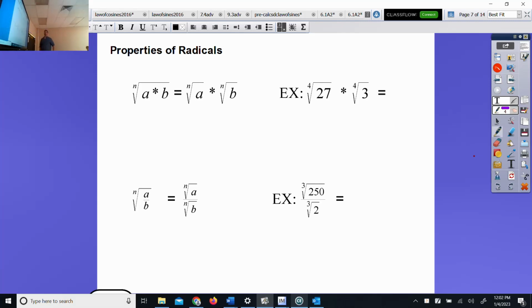Here's an extension of an old rule. This is the nth root of a times b is the nth root of a times the nth root of b. We talked about this a while ago. We had it just like this with square root symbols. It's just an extension into the nth root idea, where it's a 3 or a 4 or a 12. That's all it is. So you're already familiar with this rule.